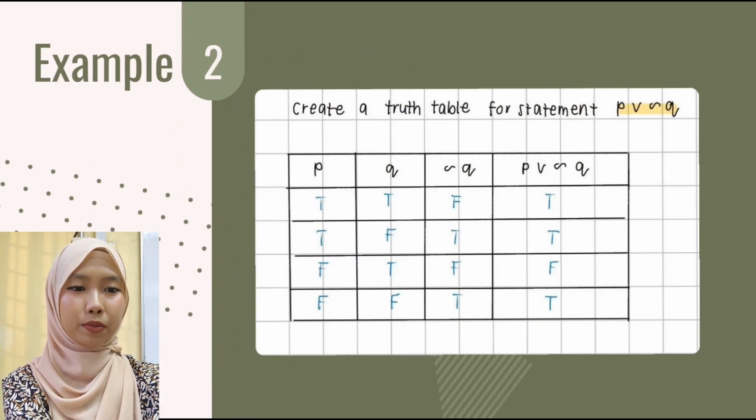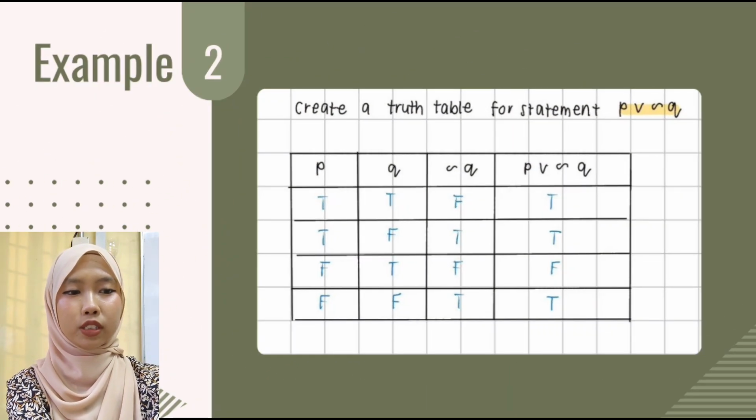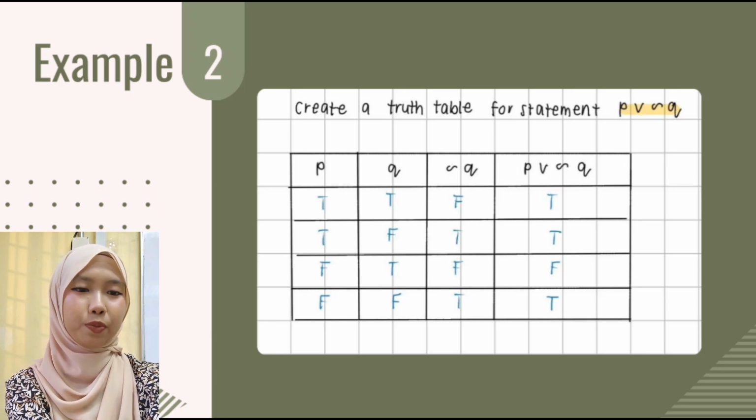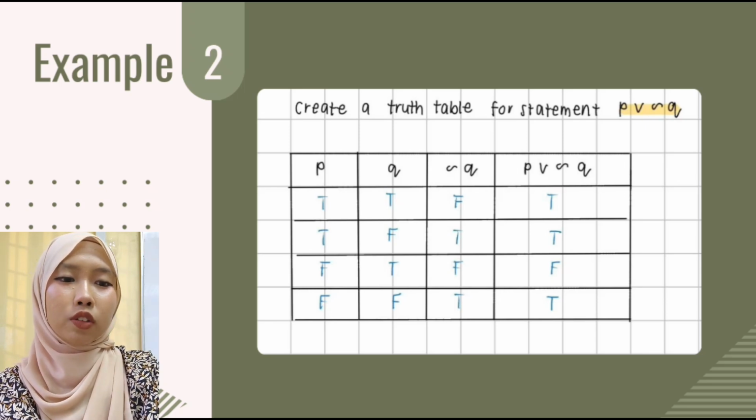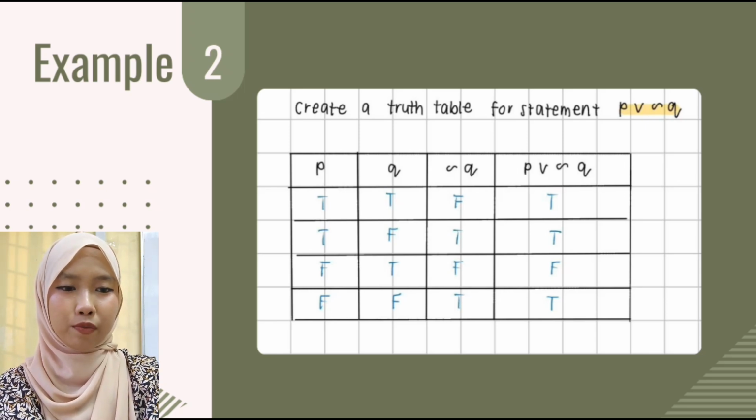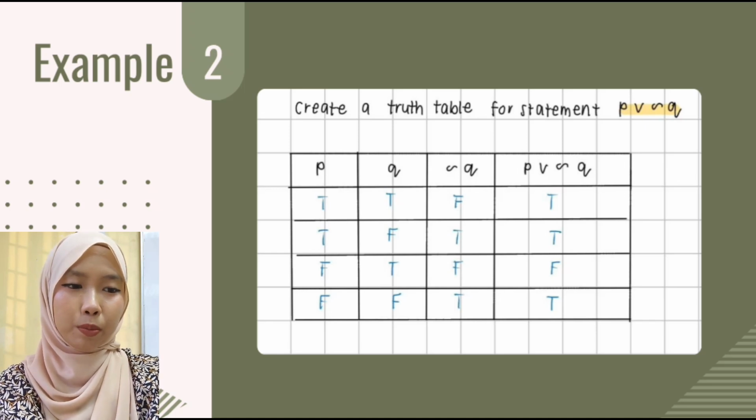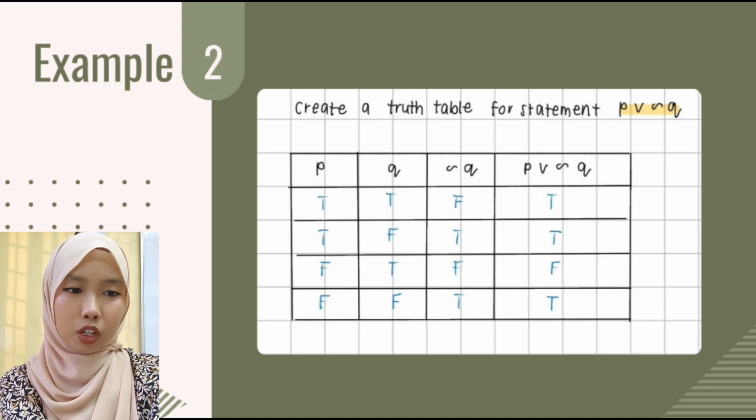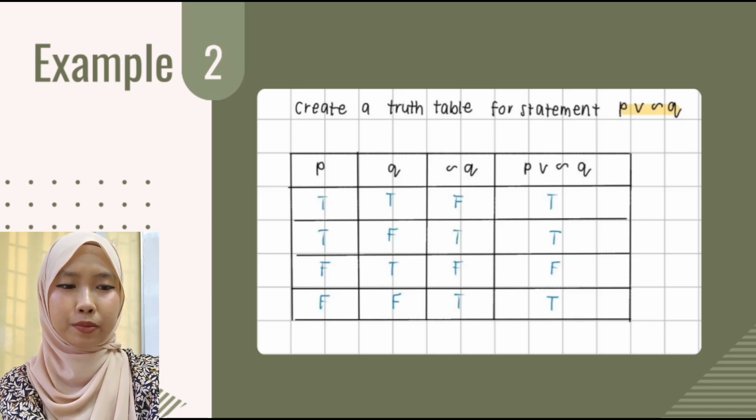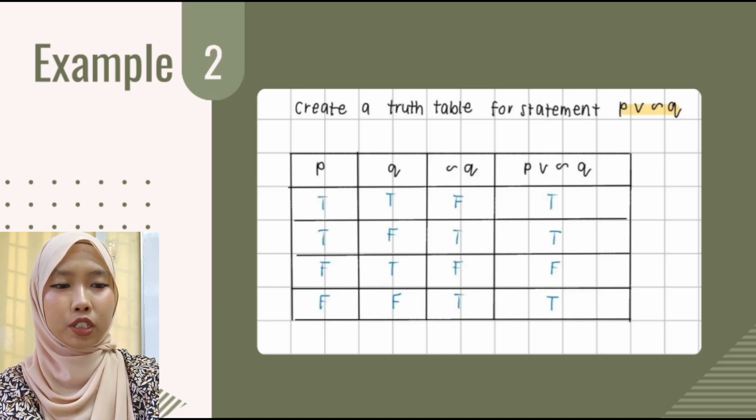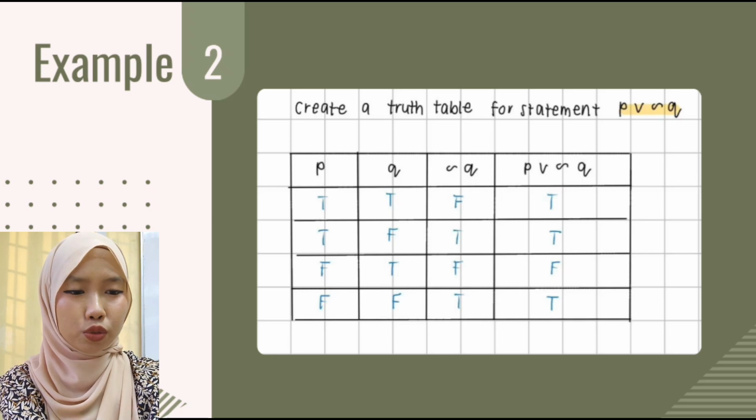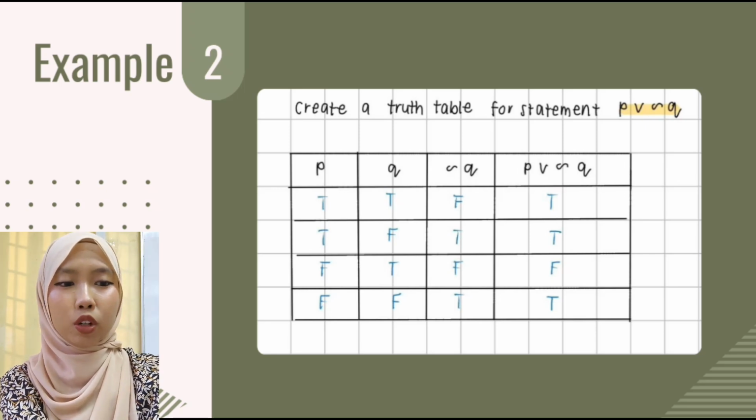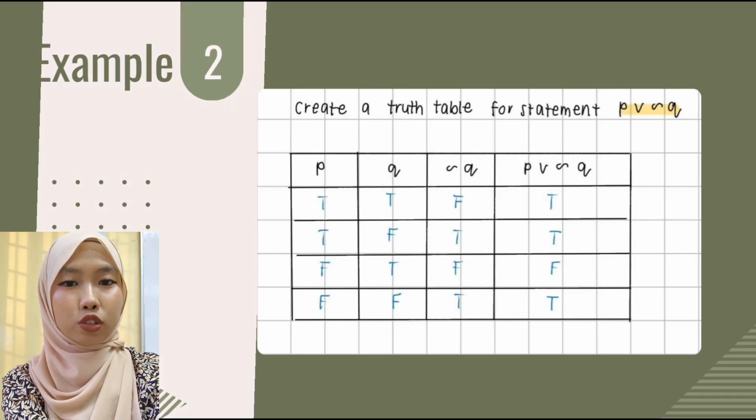For the second example, the question is create a truth table for the statement P or negation Q. For this question, list down all the variables in the question. It will have P, Q, negation Q, and P or negation Q. For P, it will be true, true, false, false. For Q, it will be true, false, true, false. For negation Q, it will be the inverse of Q: false, true, false, true. And lastly, for P or negation Q, it will be true, true, false, true.